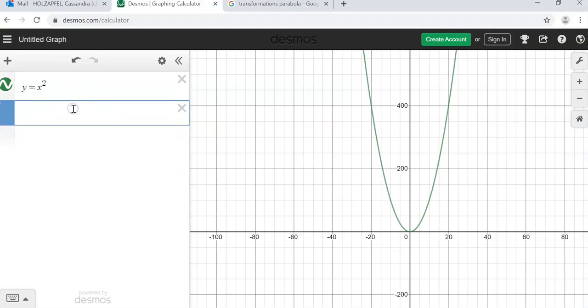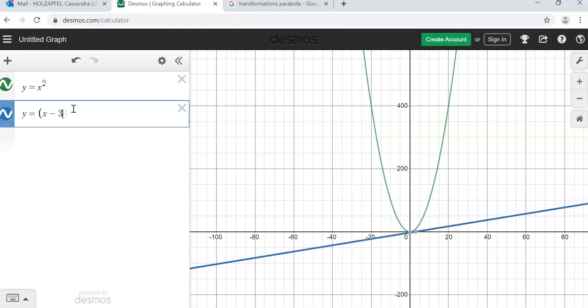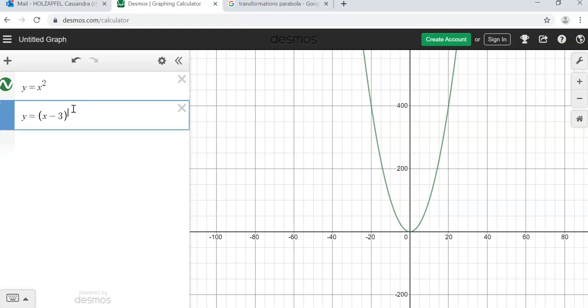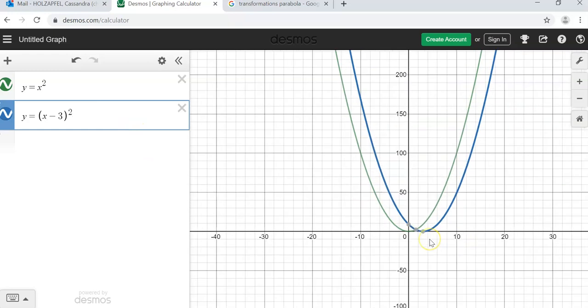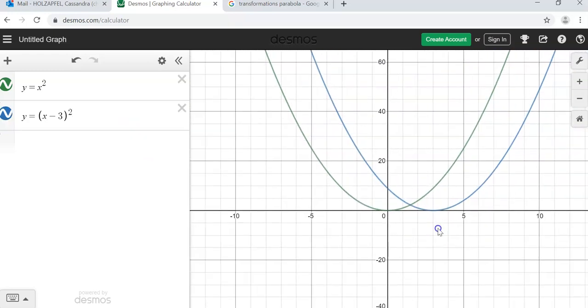And again, I'm just going to leave my original function up there. So for this one, we're going to do y is equal to (x minus 3) to the power of 2. So what do we actually notice about this horizontal transformation?